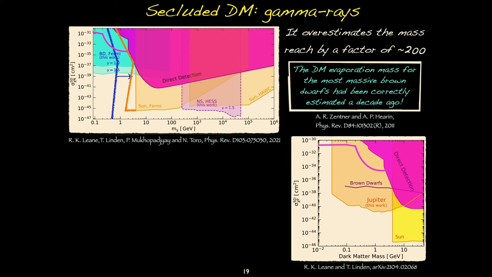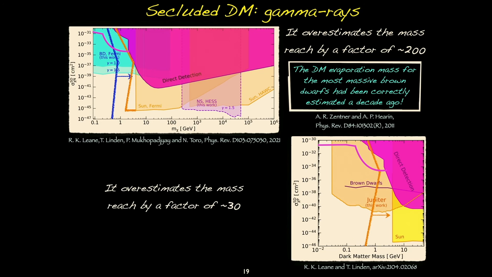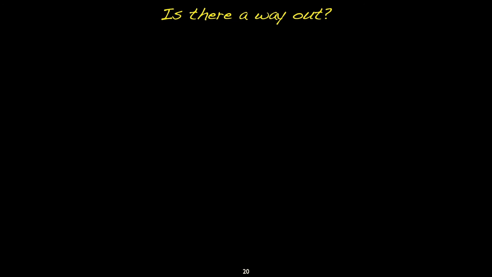One should take into account that these are the limits from the sun, which cover a bit lower in mass. The same kind of thing applies for searching for gamma rays from Jupiter. Again, this overestimates the mass reach by about a factor of 30. So there is a lot less room left when one takes into account the limits from the sun properly.